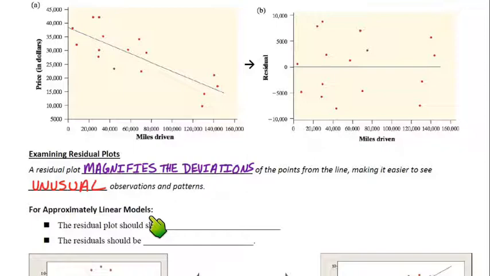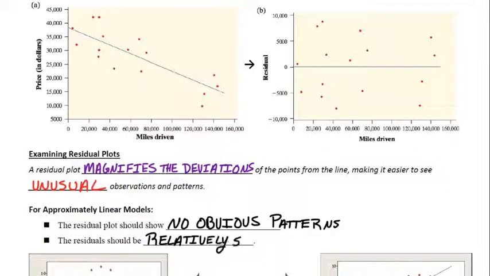Okay, and for a good residual plot, if a linear model is actually good for that data, it should show no obvious patterns, and it shouldn't have very big residuals. So hopefully the residuals are relatively small in size. If those two things hold, then yeah, a linear model is appropriate for those data.